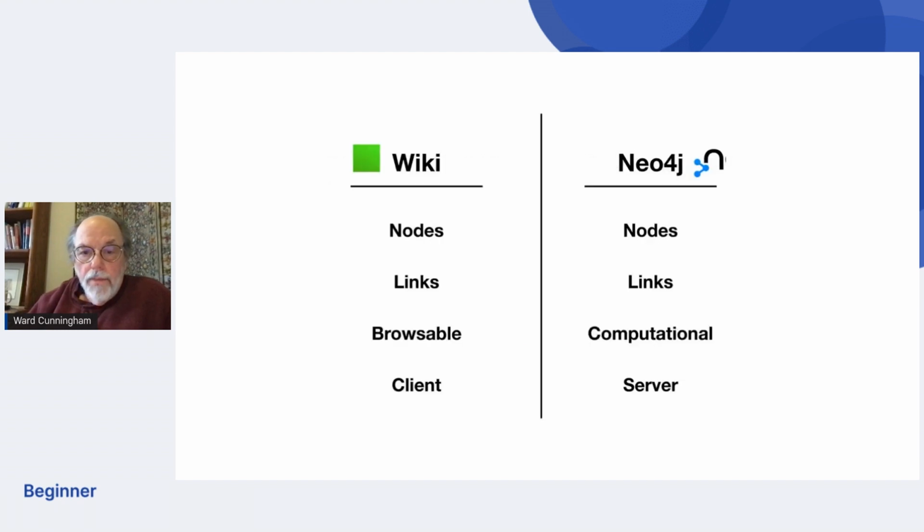So this is how I think of it. Wiki and Neo4j have a lot in common. They have nodes and we have nodes. Our nodes we call pages, and we have links and they have links, but their links they call relationships. The thing that impresses me most and has drawn me into Neo4j is the computational ability, that those nodes and links can mean more than they ever meant in Wiki.